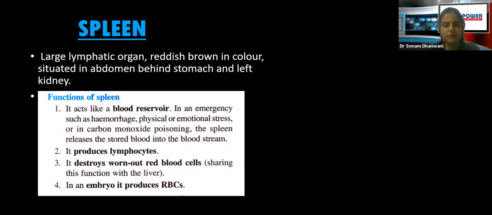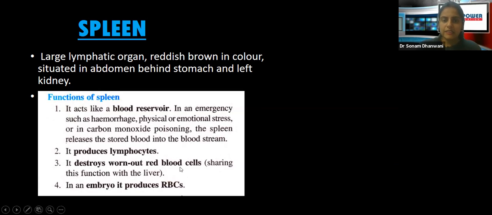Okay, it acts as a blood reservoir. What does blood reservoir mean? Suppose you have gone through an accident or some trauma and there is excessive blood loss. Then this spleen is going to play a major role in causing clotting, and it releases the blood stored inside it. Okay, so whatever bleeding has happened gets covered up. So that is why we say it acts as a blood reservoir.